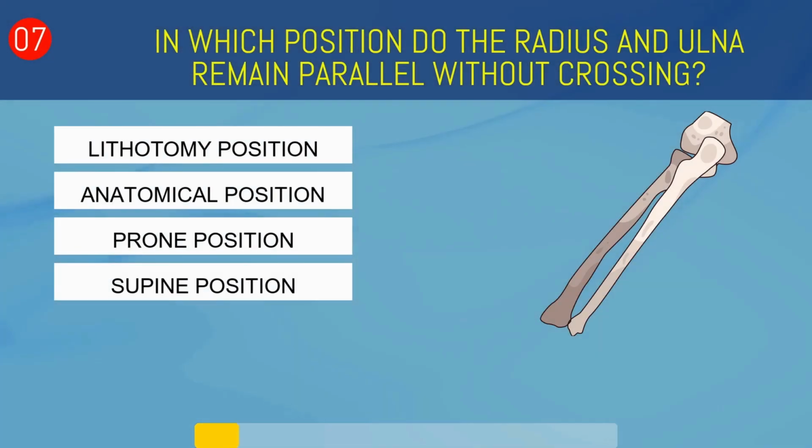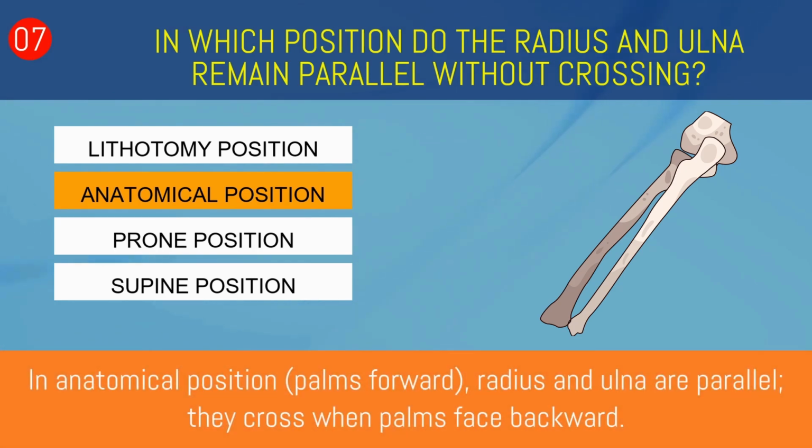In which position do the radius and ulna remain parallel without crossing? Lithotomy position, anatomical position, prone position, or supine position? Anatomical position. In anatomical position, radius and ulna are parallel. They cross when palms face backward.